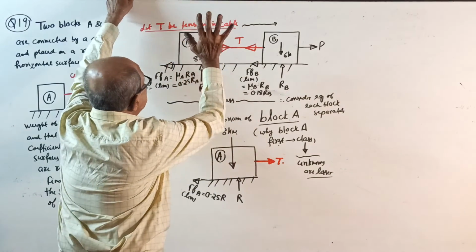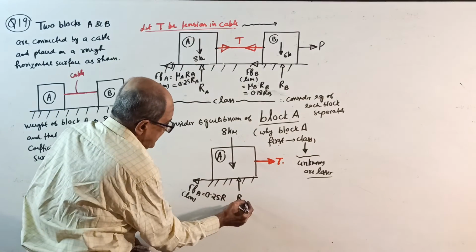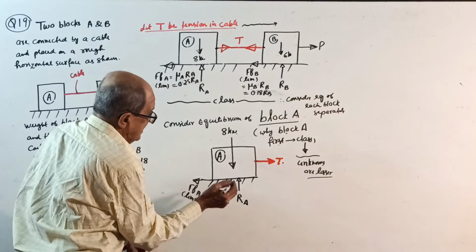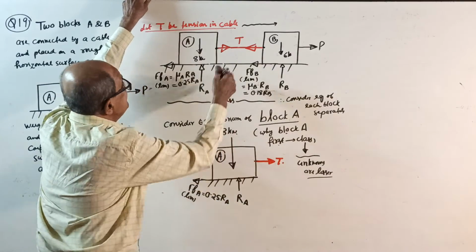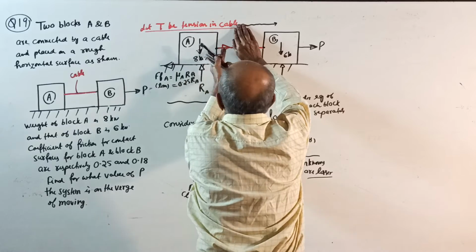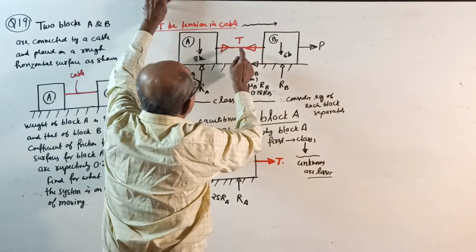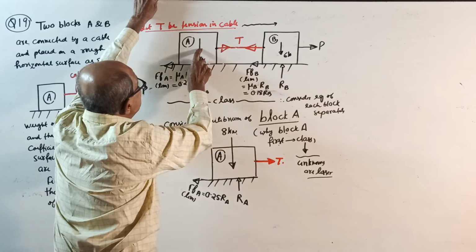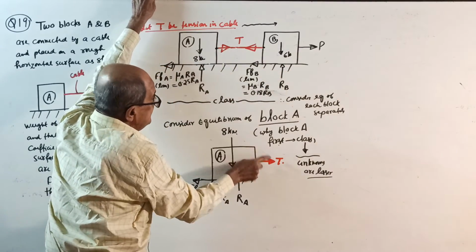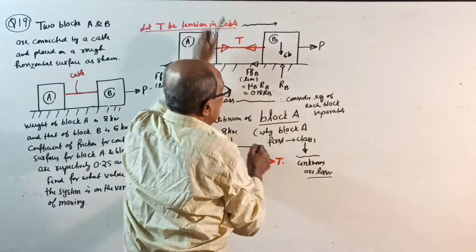Sketch only block A. See, weight 8 kilonewton. This is RA. FF at A is 0.25 times RA, and that's all. Tension T. Now, when you consider block A, the arrow is on this side, but when you consider block B, this side is the tension for this block. This is the tension for that block. So, this T. Okay, now start.